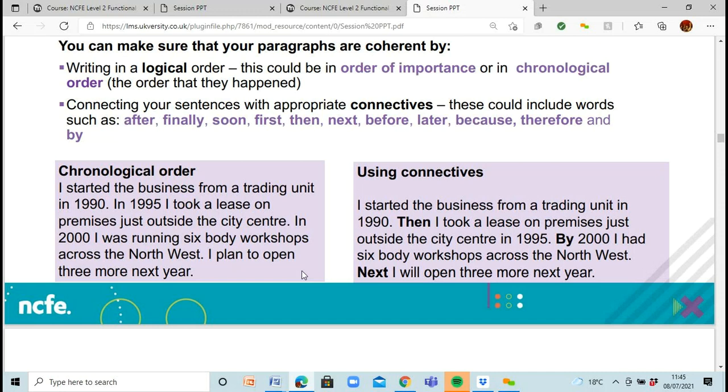But now, if we use it with connectives, it does actually make it more interesting. So you go, I started the business from a trading unit in 1990. Then I took a lease on premises just outside the city centre in 1995. By 2000, I had 6 body workshops across the northwest. Next, I will open 3 more next year.